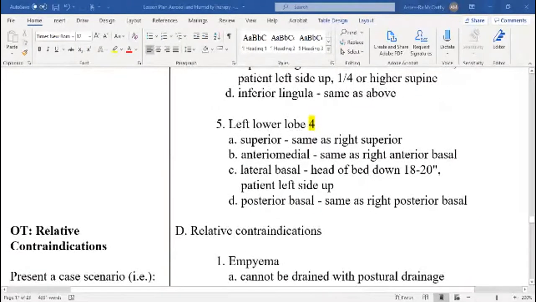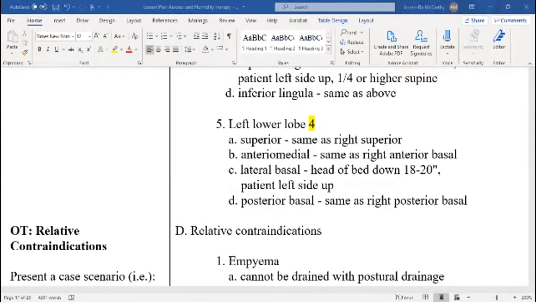And finally, last one, left lower lobe. The segments of the left lower lobe, which are four of them, the superior segment of the left lower lobe is the same as the right superior, or the right lower lobe, same way, prone and flat, okay? Prone and flat. What about the anterior medial segment? The anterior medial segment of the left lower lobe is the same as the anterior basal of the right. Same way. Okay, so you got to go back up there and see which way that is.